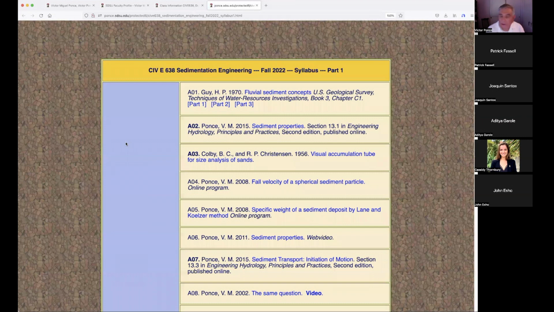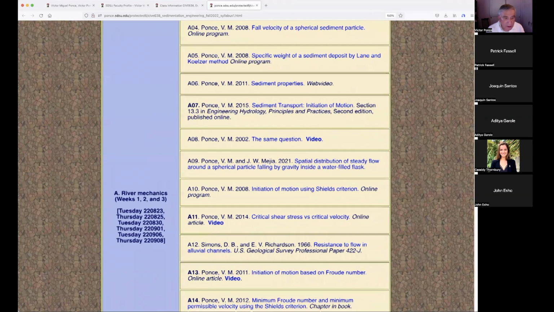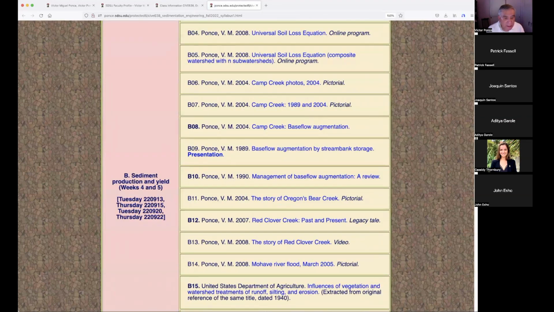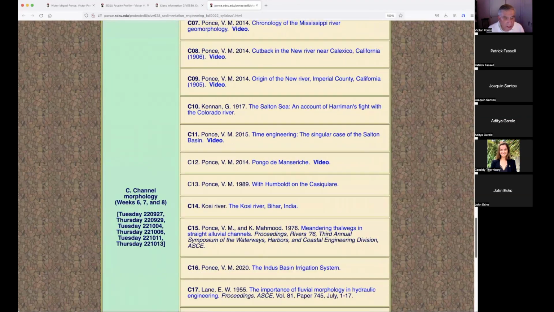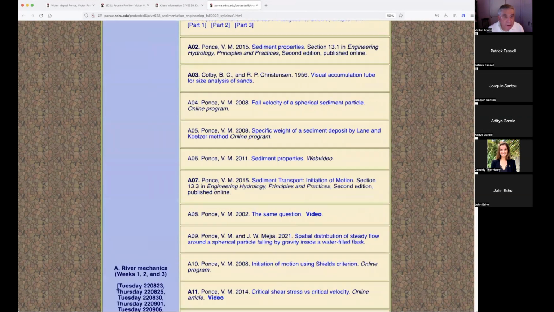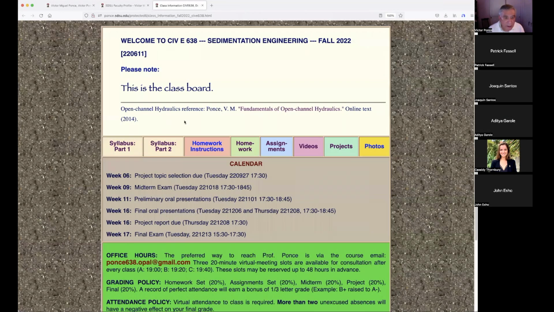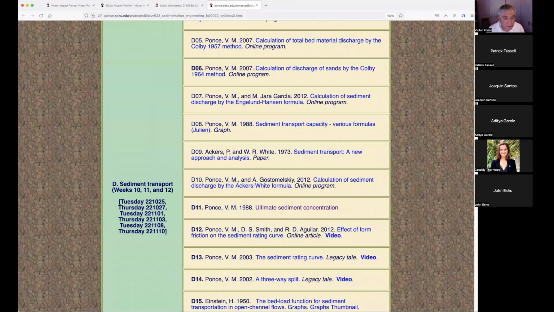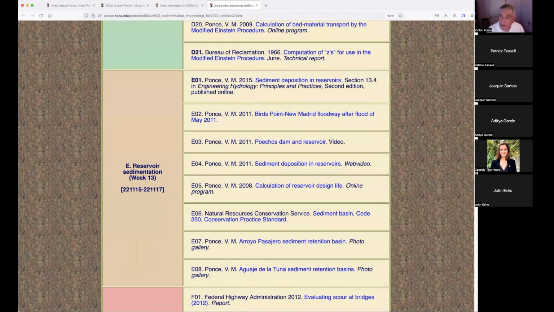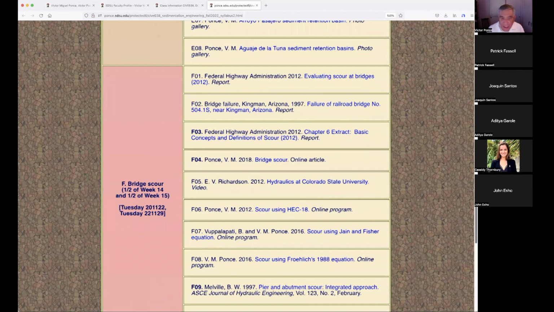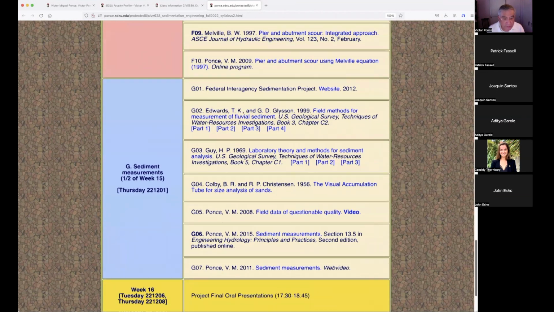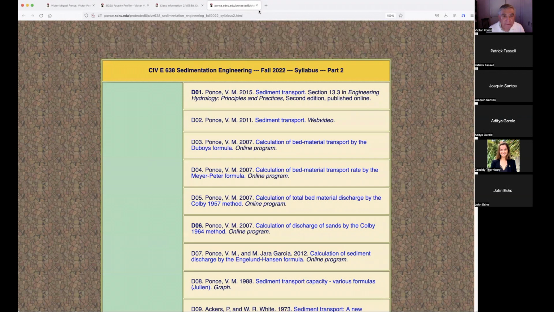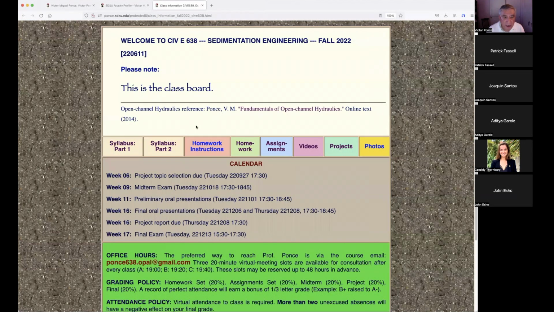That's the syllabus. The first part of the syllabus, syllabus part 1, takes us through river mechanics, sediment production, channel morphology, then the midterm. And then right after that, we have syllabus part 2, which comes after the midterm: sediment transport, reservoir sedimentation, bridge scour, sediment measurements. That covers the entire ground that we're going to be doing in this class.